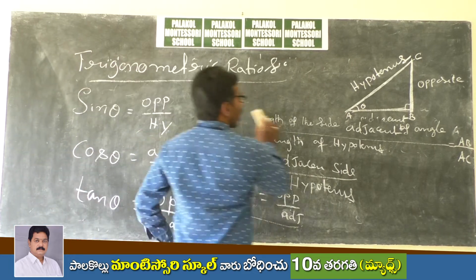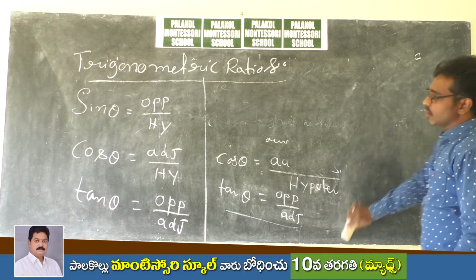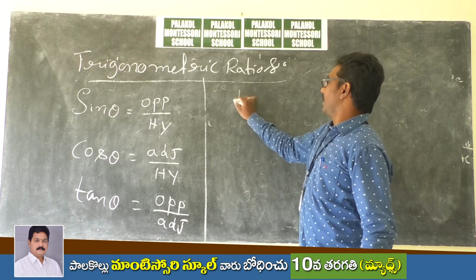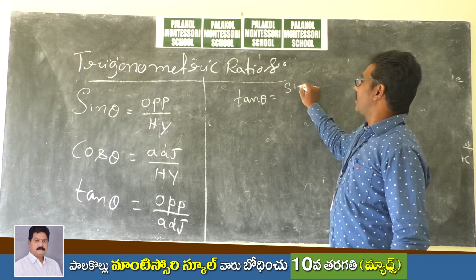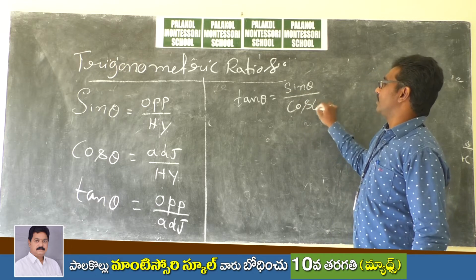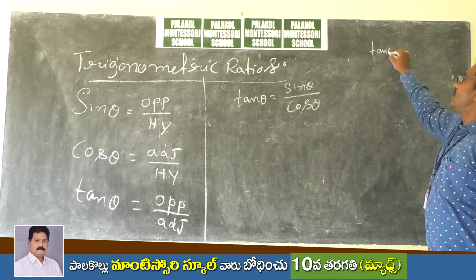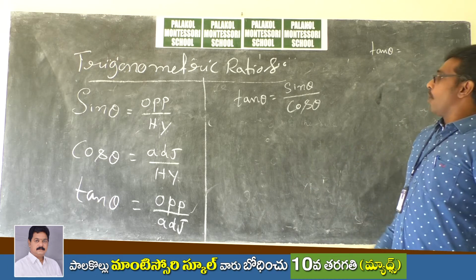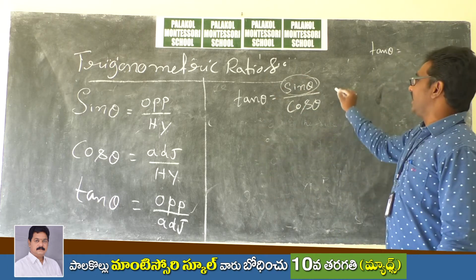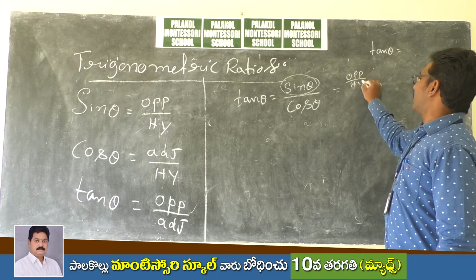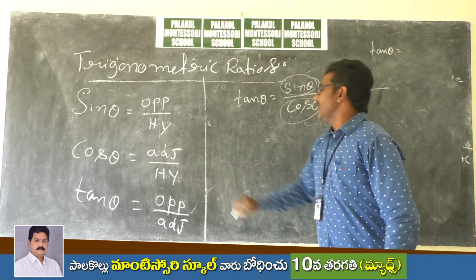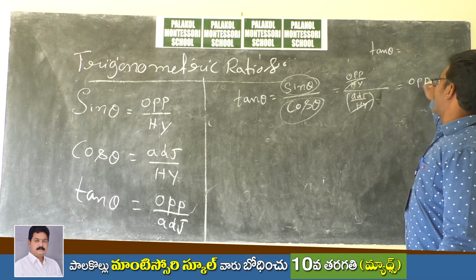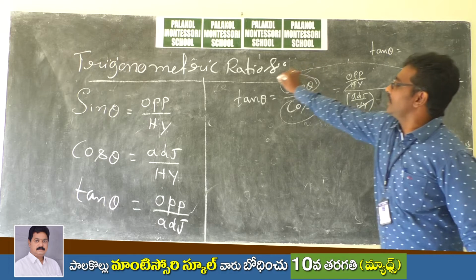But here the tan relation is there. Tan theta is equal to sin theta by cos theta. Why? You know, tan theta is equal to opposite side by adjacent side. What is the ratio of sin theta? Opposite by hypotenuse. What is the cos theta ratio? Adjacent side by hypotenuse. The hypotenuse is cancelled, leaving opposite by adjacent side, which is called tan theta.